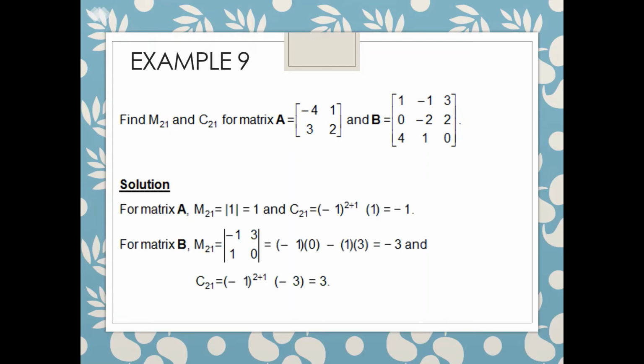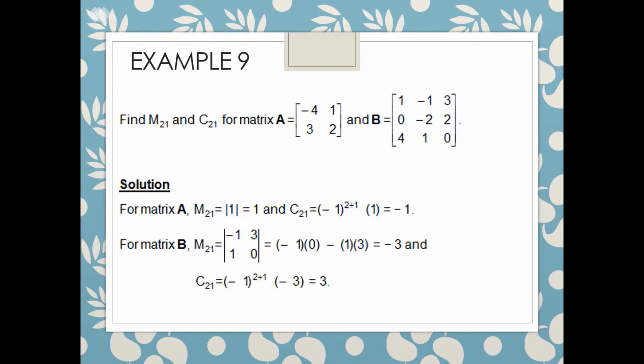For matrix A, minor 2, 1 is obtained by deleting the second row and the first column. You should get 1 as the answer. Therefore, cofactor 1, 2 is equal to negative 1 to the power of 2 plus 1 multiplied with 1, which equals negative 1.